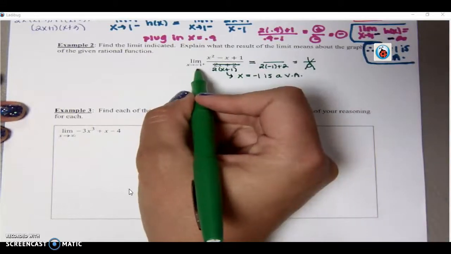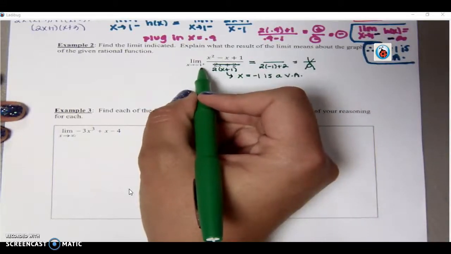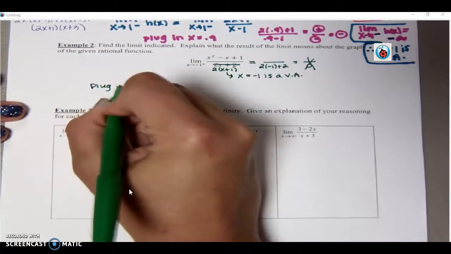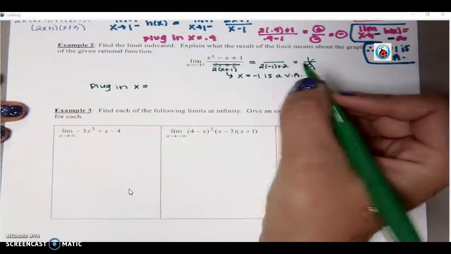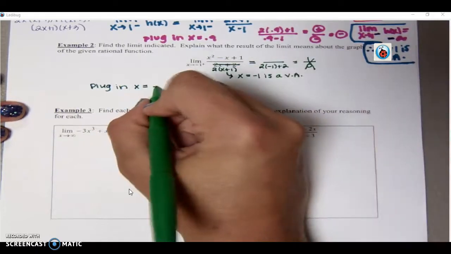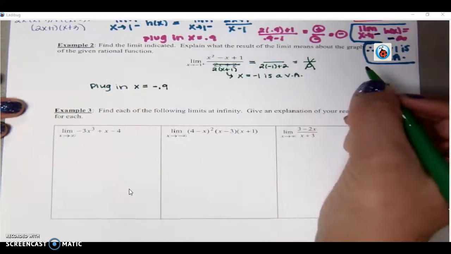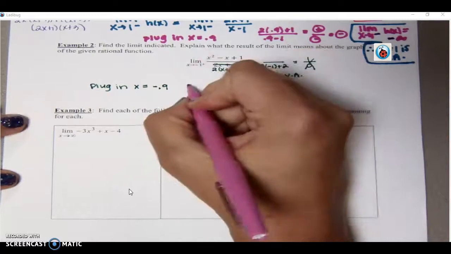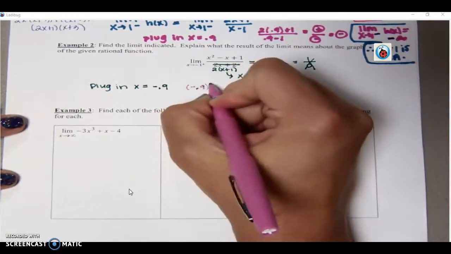And so we can figure out the left and the right side. You just have to plug in a number. In this case, we're going to plug in a number that's bigger than that. So be careful with the negatives. If we want to plug in a number that's bigger than -1, we could plug in -0.9. Alright, so we're going to plug that in. So everywhere there's an x, we're going to plug in the -0.9.